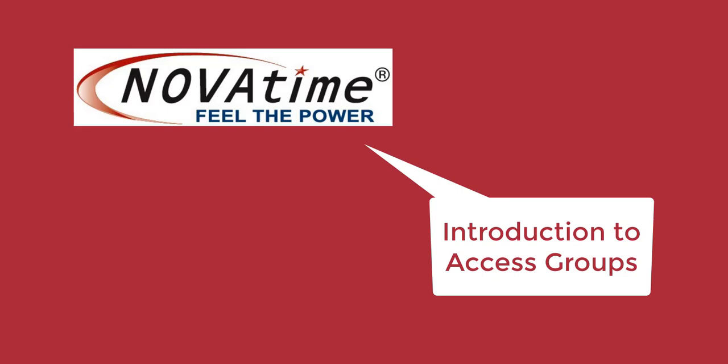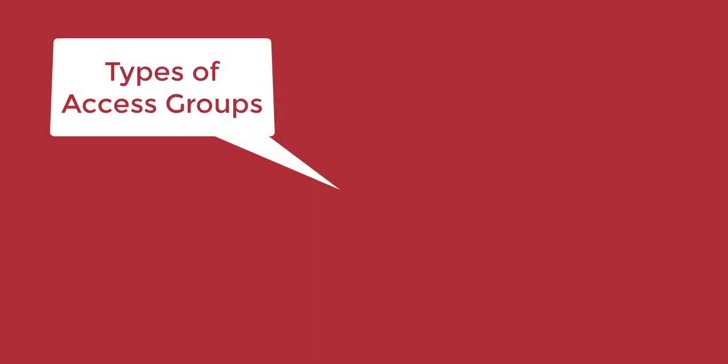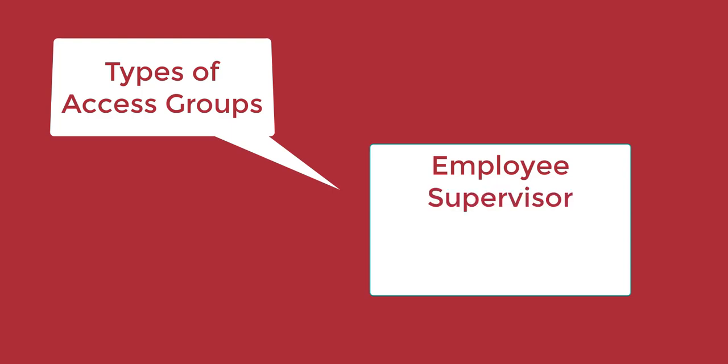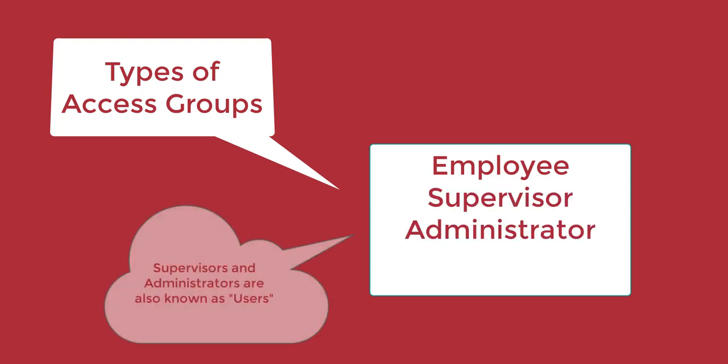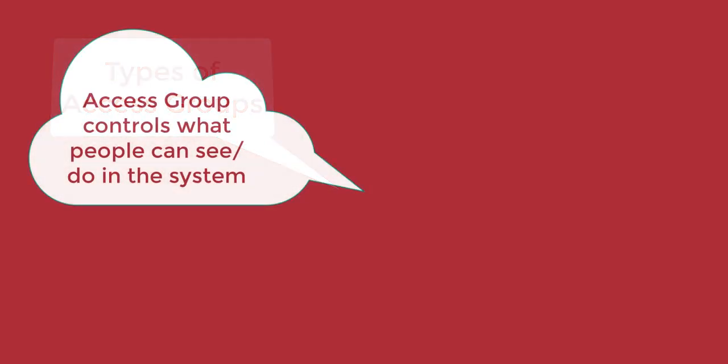In this session, we are turning our attention to the workflow analysis, which will help you create access groups. There are three types of access groups: employee, supervisor-manager, and administrator. Supervisors and administrators are referred to as users. Each access group identifies the security rules that define which categories, pages, and other system features can be viewed by a particular group of system users or employees.